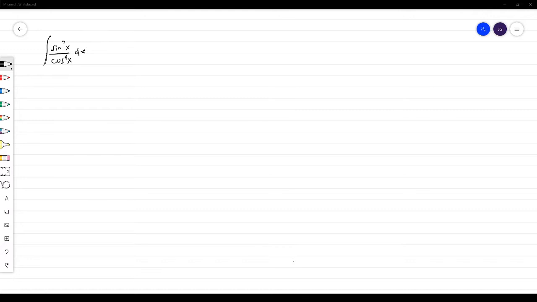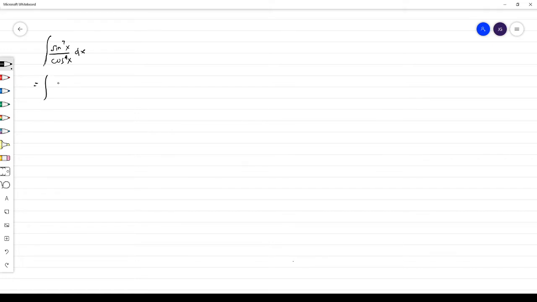Since our sine here has exponent 7, an odd exponent, we need to strip out one sine. So the first step is to strip out one sine. So we have sine raised to 6x over cos 4x, then sine x dx.